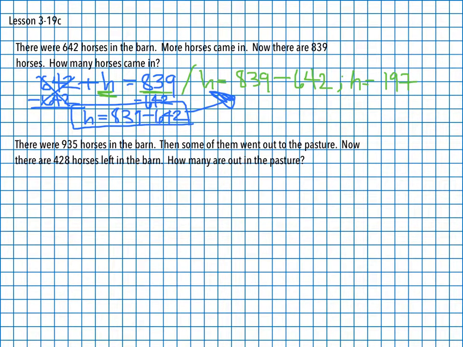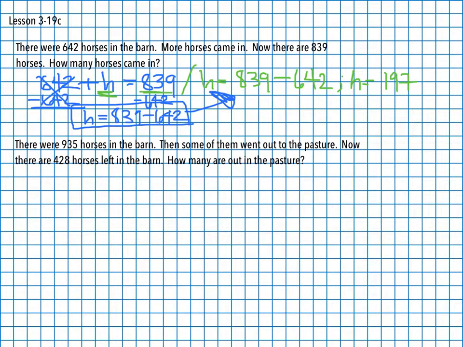There were 935 horses in the barn. Then some of them went out to the pasture. Now there are 428 horses left in the barn. How many are out in the pasture? So we are going to write two equations. The first one is going to be our situation equation, which is exactly just reading the problem.